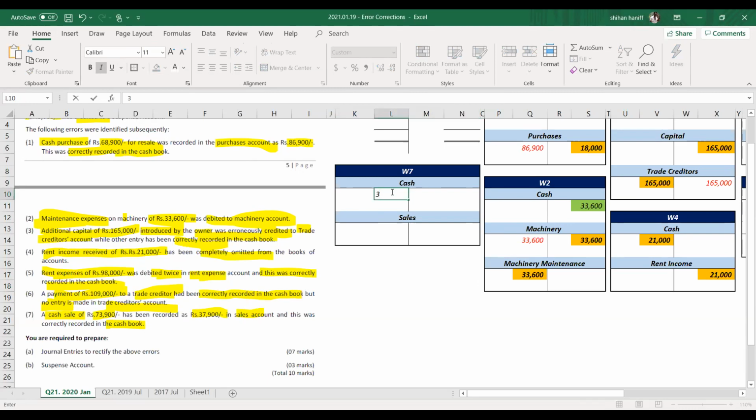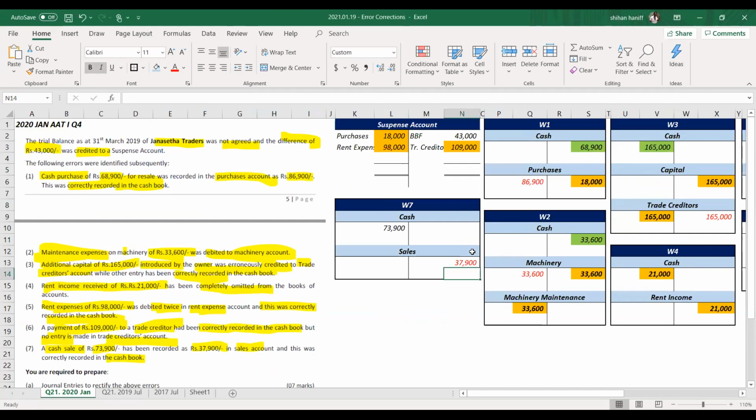Cash book is correct, 73,900. But in sales account, it was recorded as 37,900. So this is wrong. So we need to increase the sales account balance. How much should we increase? The difference, 36,000. So that will be debited to suspense account.